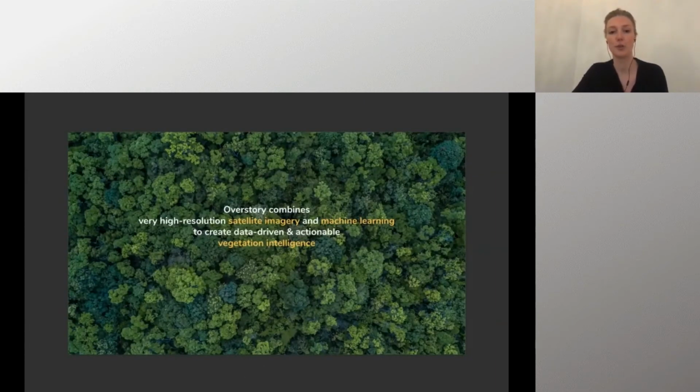At Overstory, we want to bring in, and we aim to bring in our expertise to this conversation and to this table. We combine very high resolution satellite data and machine learning to create data-driven and actionable vegetation intelligence, especially for better understanding of vegetation in the right-of-way.